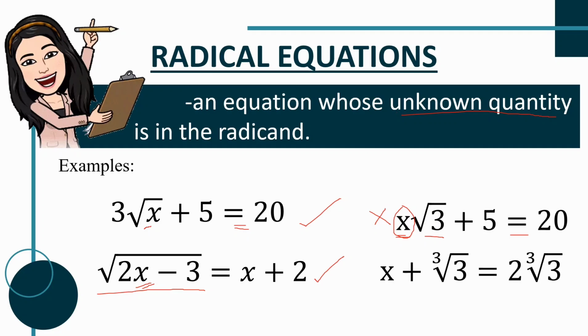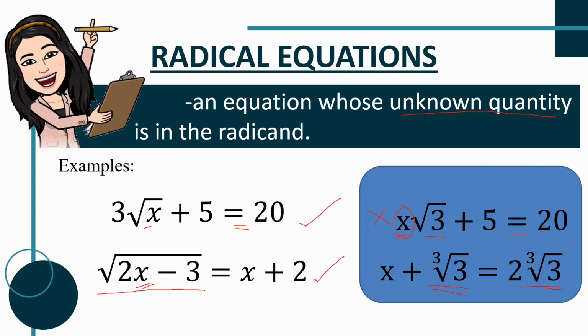How about this given? X plus cube root of 3 is equal to 2 cube root of 3. So again, if you notice, the radical expression involves a number in its radicand. So therefore, this is not again a radical equation. Because to make it a radical equation, the unknown quantity should be the radicand in our radical expression. So therefore, these two are not examples of radical equations. Can you see the difference?